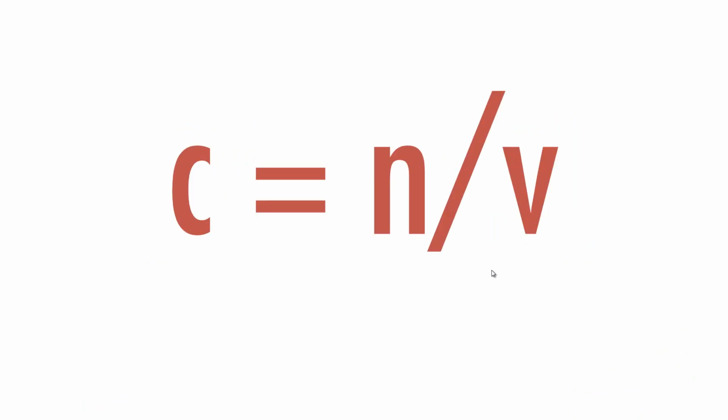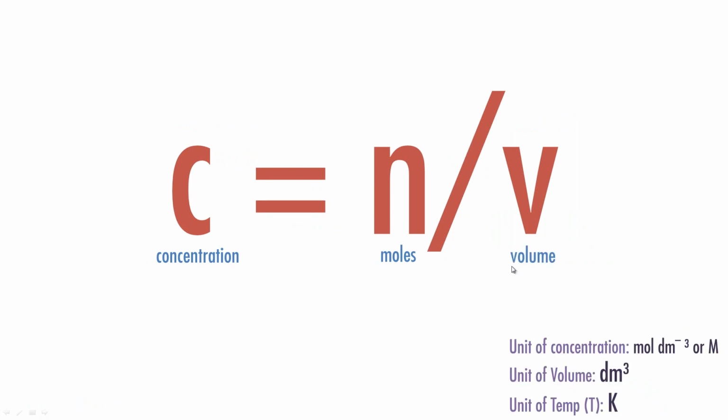And finally, it's c equals n over V. Now c means concentration, n equals moles, and V equals volume. And the unit for this is mol dm^-3, or M, for concentration. For volume it's dm cubed, unlike the other one which was m cubed, so dm cubed for this one. And the unit of temperature is Kelvin again.